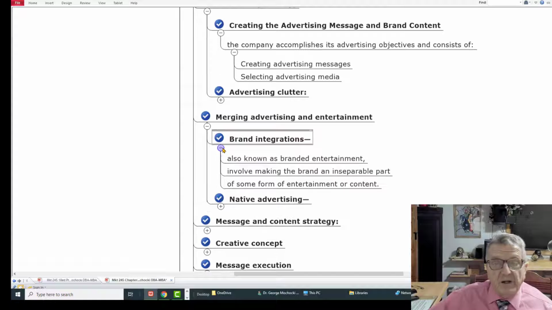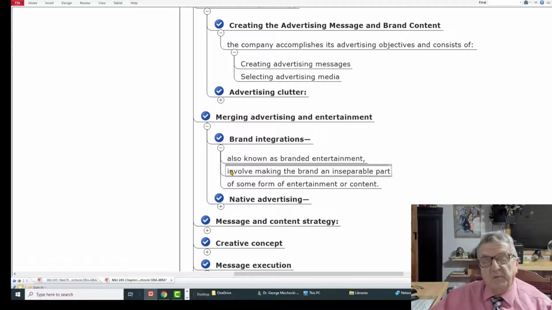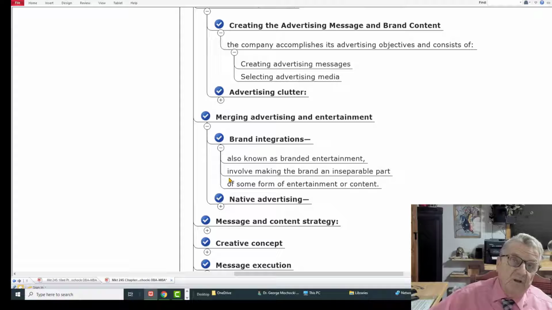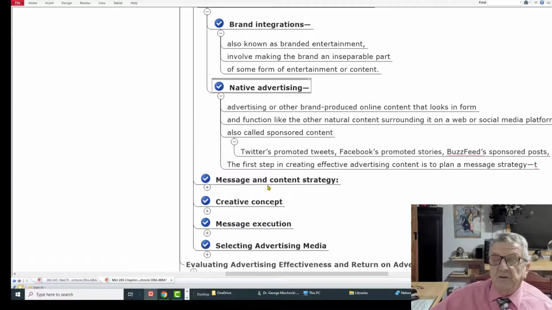So what are brand integrations, known as brand entertainment? They involve a brand and some form of entertainment or content. Okay, and native advertising advertises other brands. Twitter promotes tweets, Facebook promotes stories, BuzzFeed promotes polls.